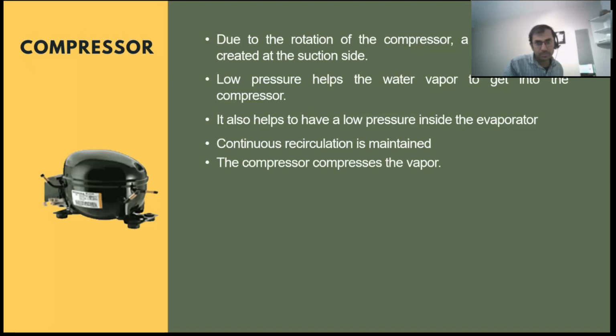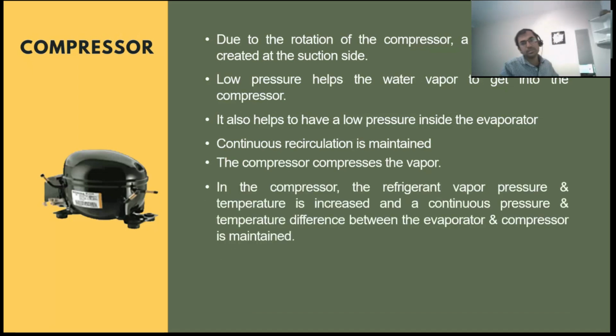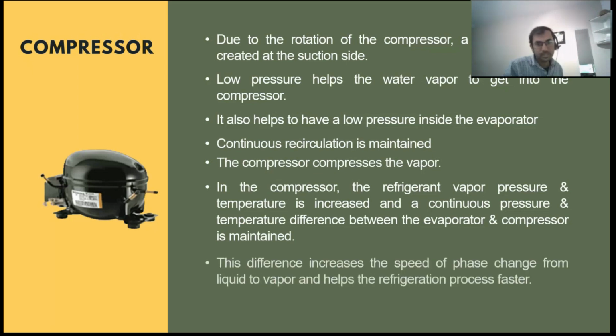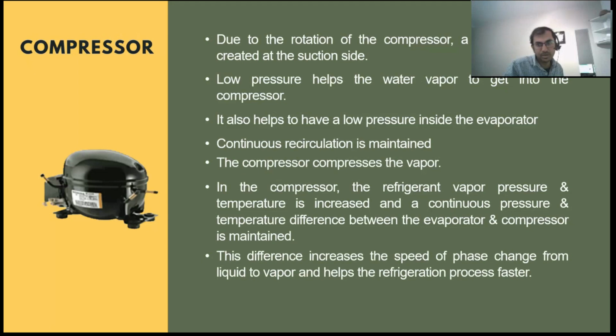So the compressor compresses the vapor. In the compressor, the refrigerant vapor pressure and temperature are increased, and a continuous pressure and temperature difference between the evaporator and compressor is maintained. This difference increases the speed of phase change from liquid to vapor and helps make the refrigeration process faster.